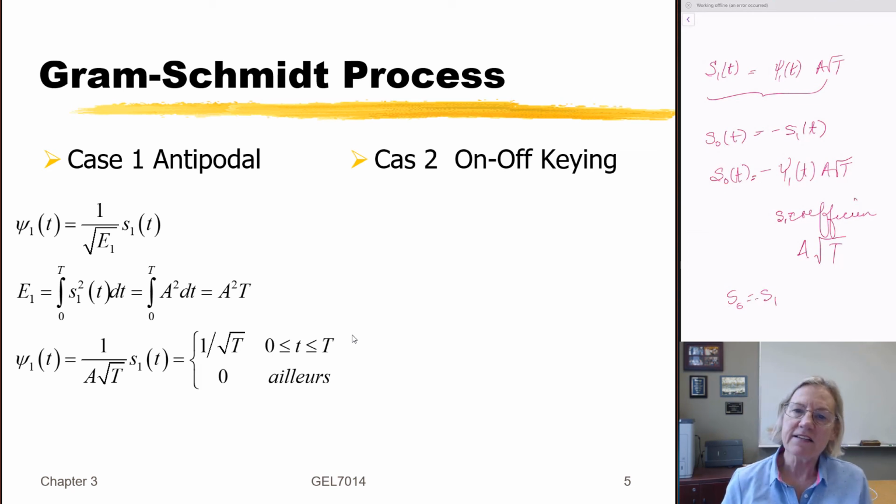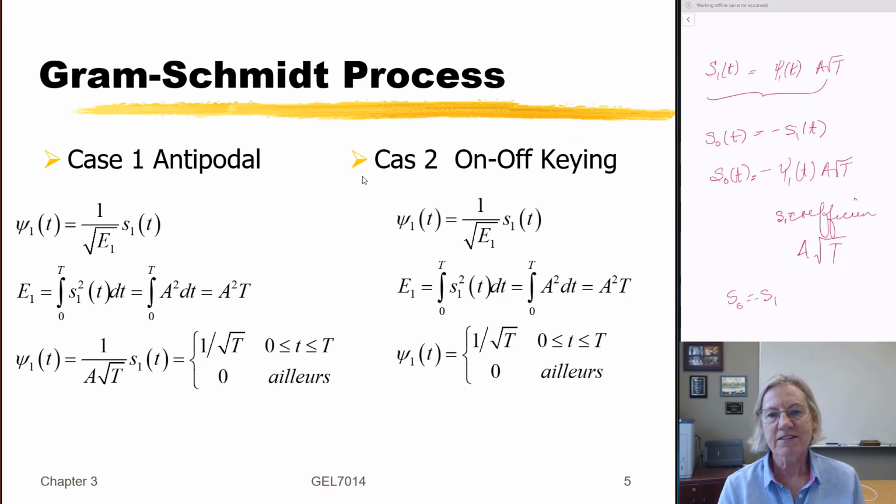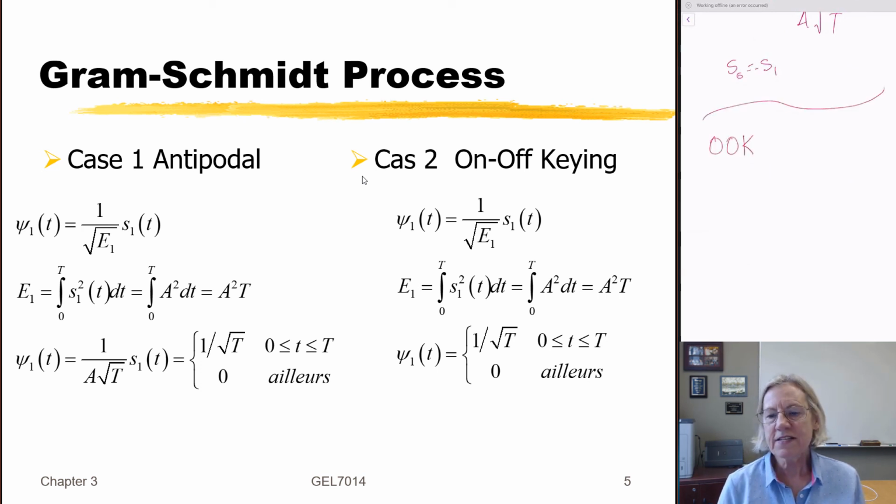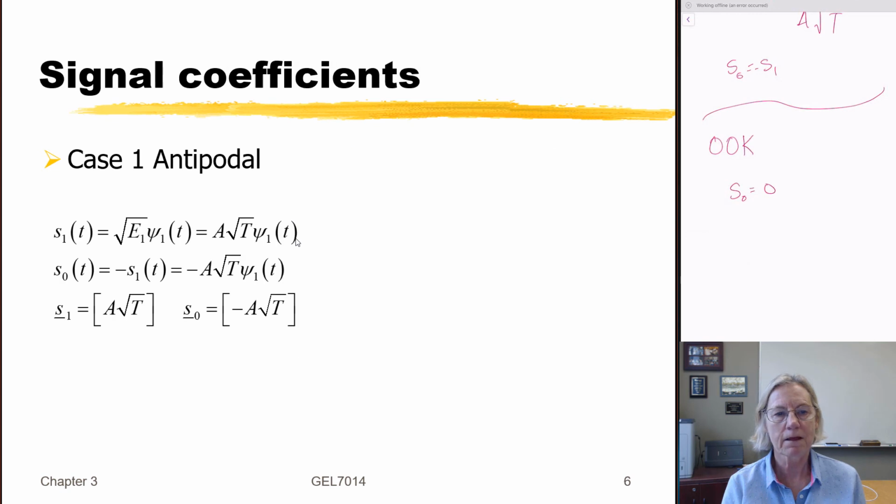So let's go on to the second case, which is on-off keying. And we'll go through the Gram-Schmidt process again. And, once again, we get the same result because it's the same S1. So we get the same basis vector. And of course, when we're talking about on-off keying, OOK, in this case, S0 is just equal to 0. So I certainly don't need another basis vector in order to represent the origin. So we have our Gram-Schmidt process, and they both came up with the exact same basis vector for either one of these two modulation formats.